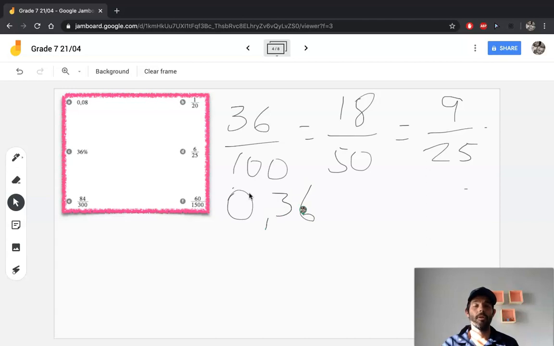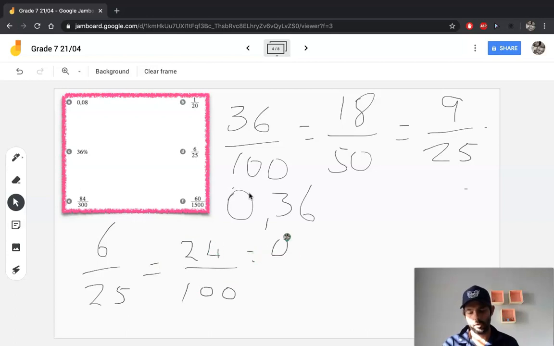Your decimal of 18 over 50 will also be 0.36, and your decimal of 9 over 25 will be 0.36. For D, you've got 6 over 25. I'm going to change the denominator to 100, and I'll do that by multiplying by 4. So 6 multiplied by 4 is 24. So that equals 0.24 and 24%.